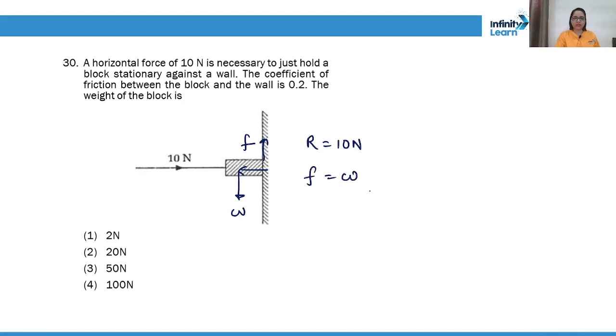Coefficient of friction is 0.2, the weight of the block is? So weight is friction, which is mu into R, which is 0.2 into 10, and that is equal to 2 Newton. So W is equal to 2 Newton, which is option 1.